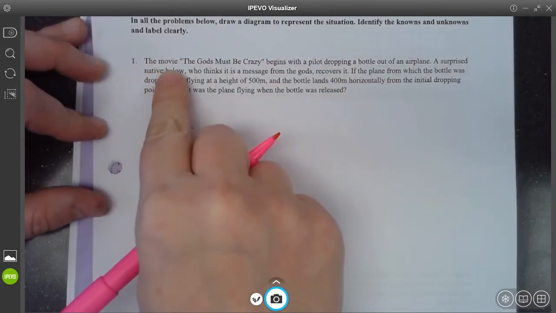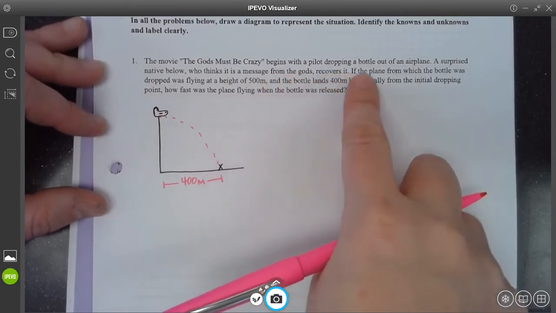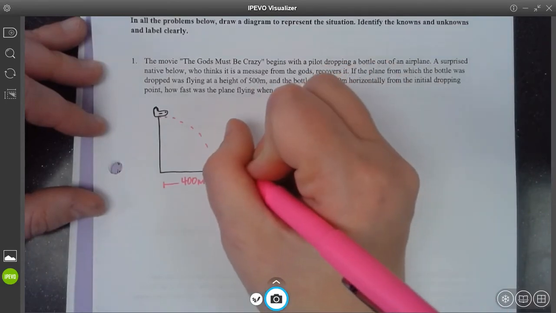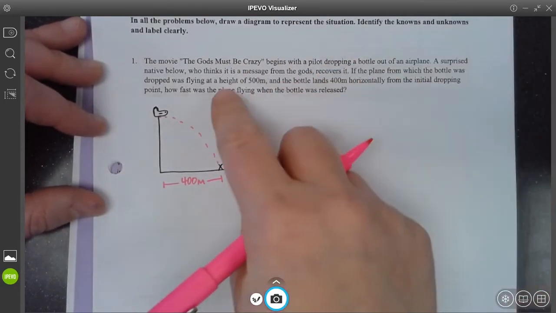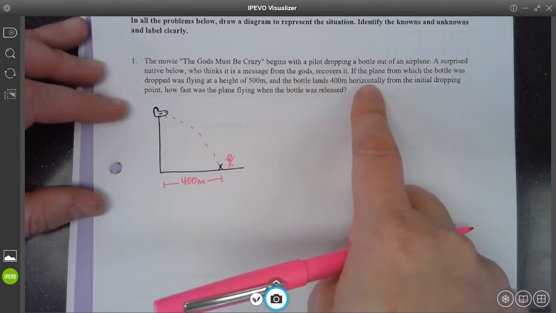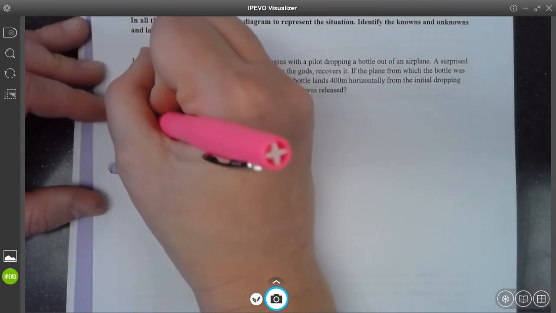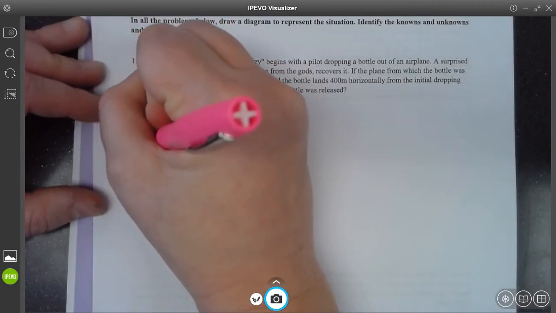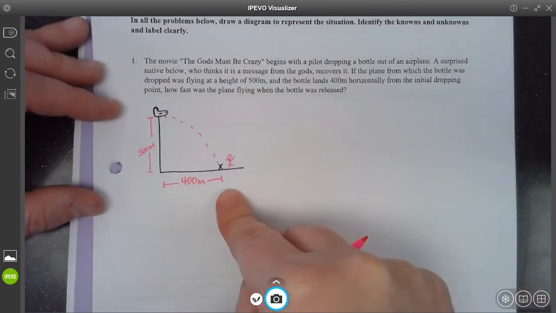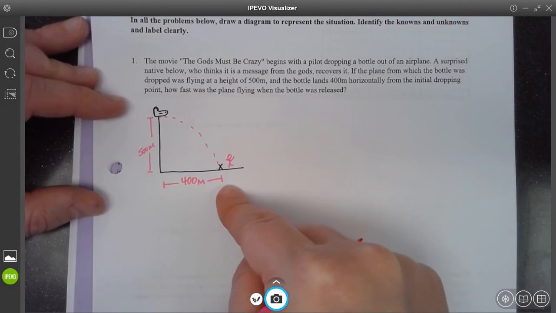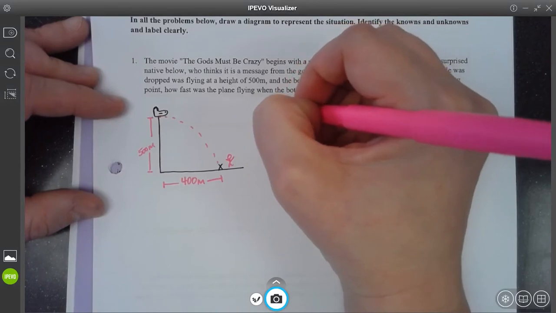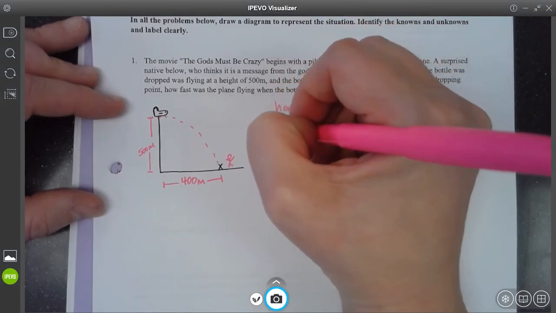Well, I guess we can read this. The movie, The Gods Must Be Crazy, begins with a pilot dropping a bottle out of an airplane. A surprised native below, there's our native, who thinks it's a message from the gods, recovers it. If the plane from which the bottle was dropped was flying at a height of 500 meters, and the bottle lands 400 meters horizontally from the initial dropping point, how fast was the plane flying when the bottle was released? So what we're trying to find here is a horizontal velocity. That's what we don't know.